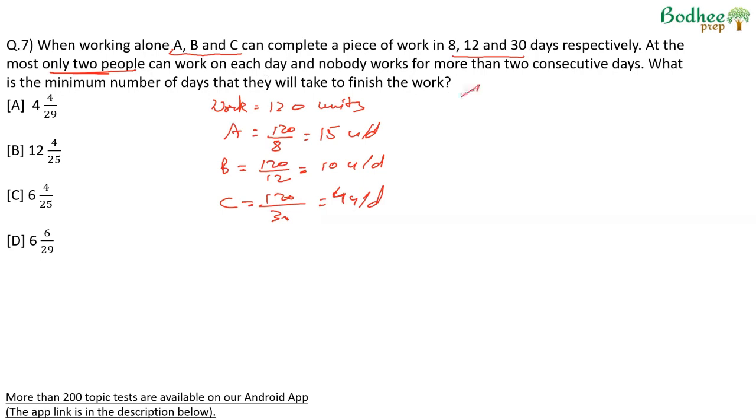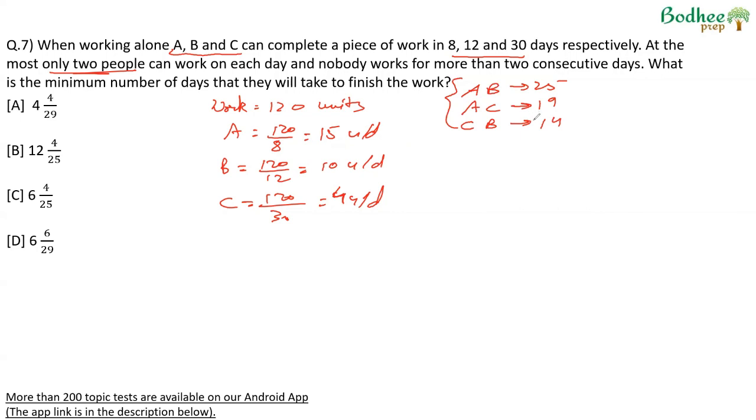So we can say day 1 A and B work, day 2 A and C work, day 3 C and B work, and then we can repeat this process. 25, 19, 14. So on the first day, 25 units of work gets done. On the second day, 19 units of work gets done. On the third day, 14 units of work gets done.